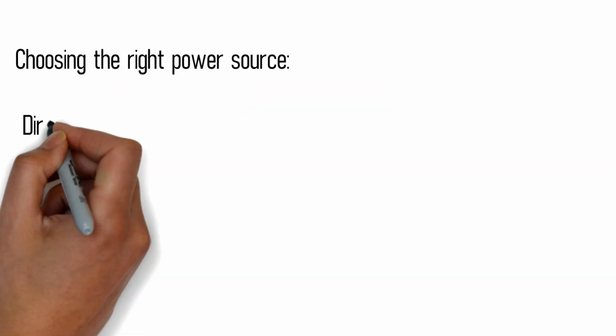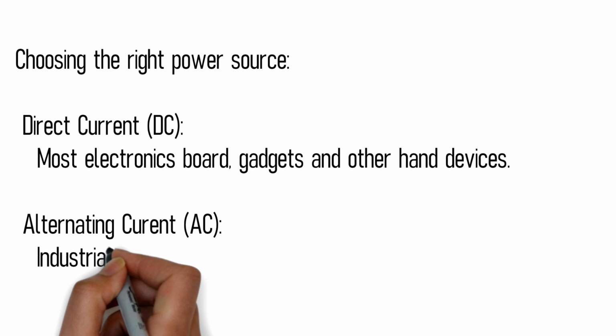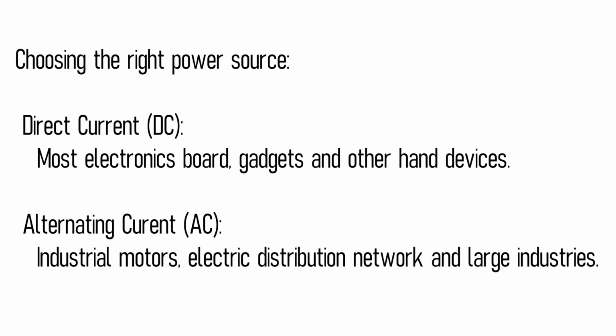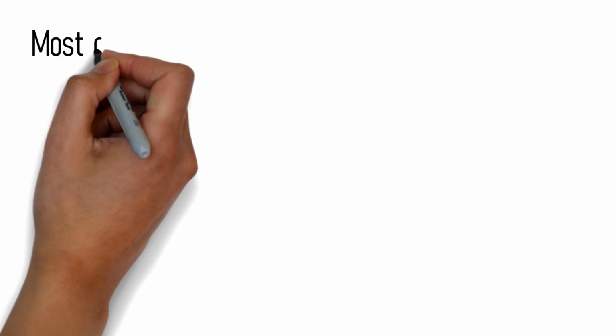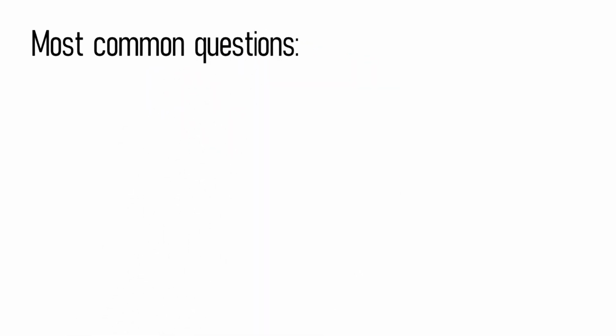Now, let's talk about how to choose the right power source. In most electronic boards, the supply is usually DC. Whereas for large applications, such as motors, electric distribution network, and industries, AC is commonly used. Most equipment and devices specify the type of source it needs and it cannot be changed. If it's AC, then use AC. If it's DC, use DC.